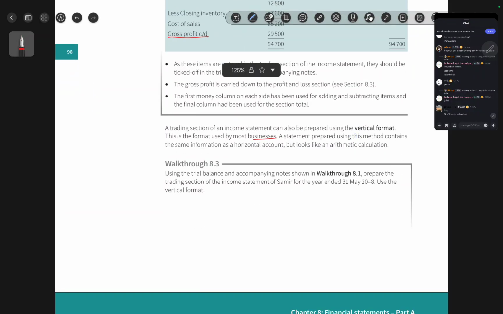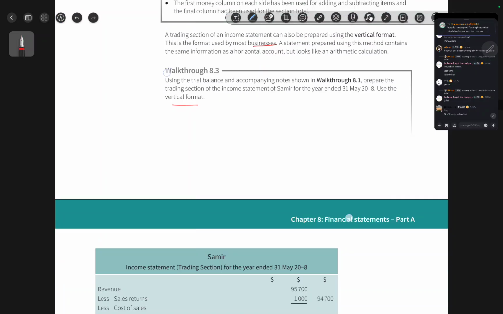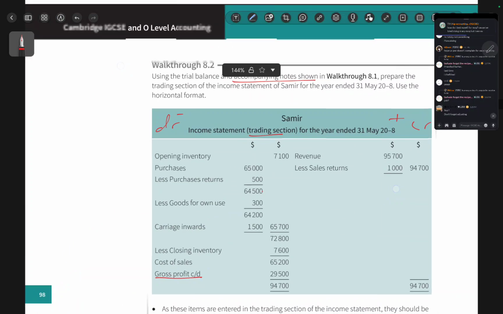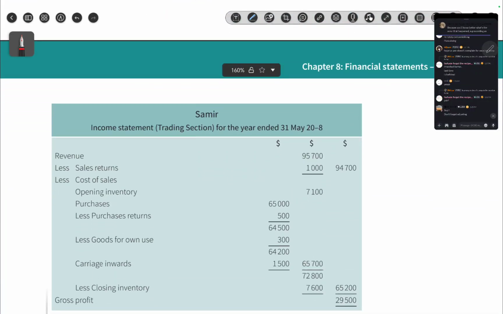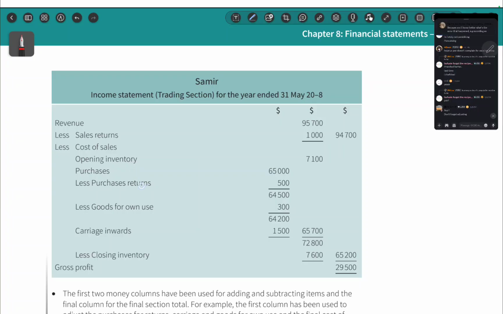Using the trial balance and accompanying notes, prepare the trading section for the year, using the vertical format. Now you can see it's literally the same thing. Over here they have revenue and you're subtracting sales returns, so revenue less sales returns. Then you subtract cost of sales. How do you do it? Opening inventory plus purchases minus purchase returns minus goods for own use, plus carriage inwards, minus closing inventory, and then you get your final value for cost of sales.